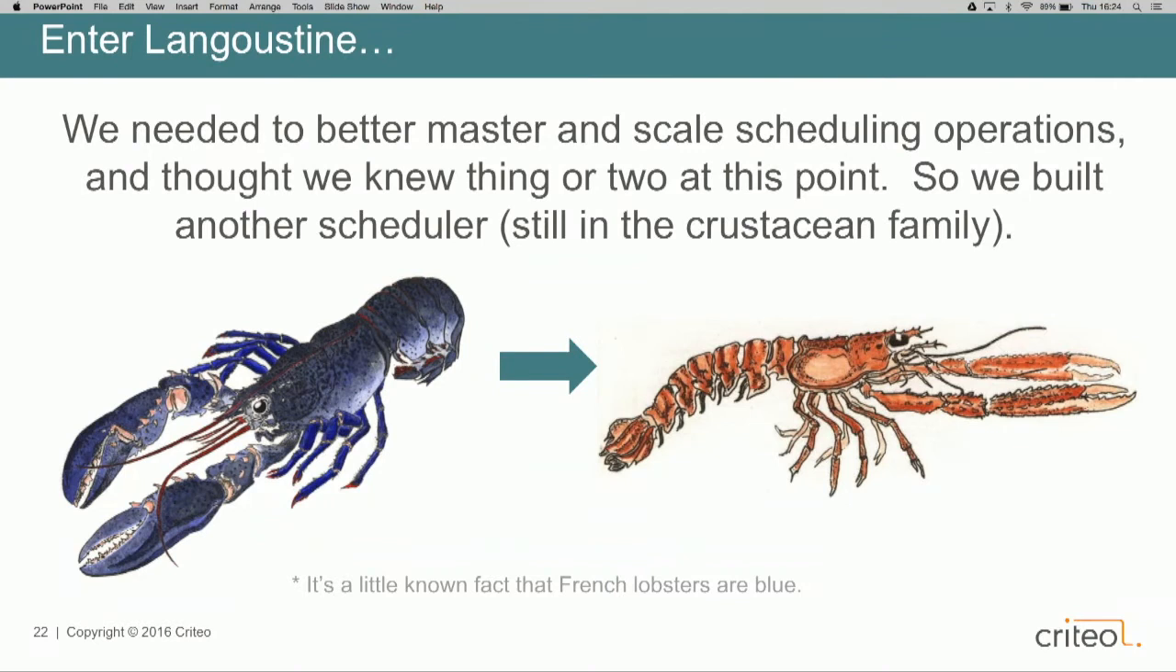Now the major problem was we had this functionally correct thing, but operationally it had issues, right? And we figured that we had gotten to the point where we understood those issues sufficiently that we could do a complete rewrite and produce something much better. And so we go from a lobster to a langoustine. Just so that people know, who are not French in this room, it's a little known fact, but French lobsters are blue.